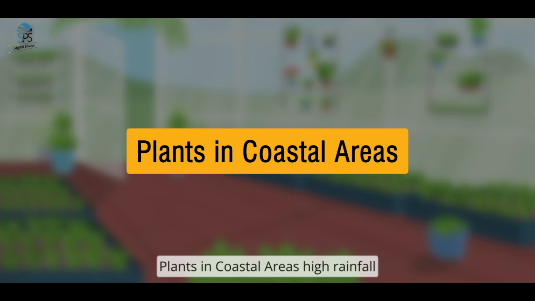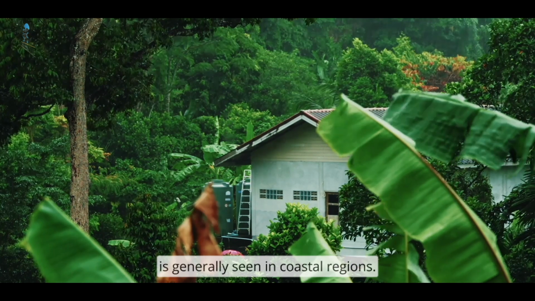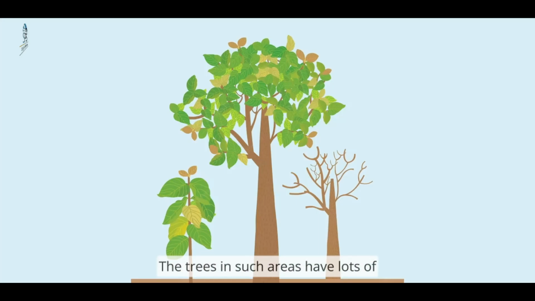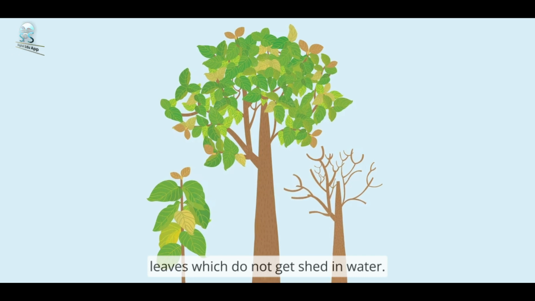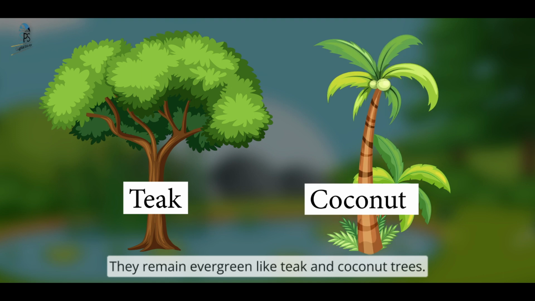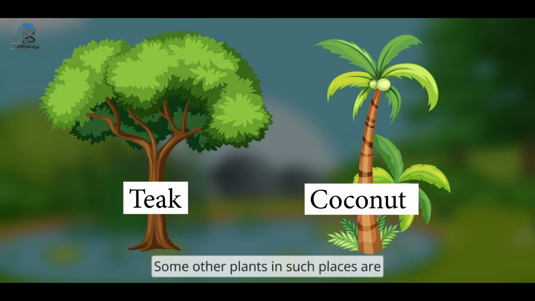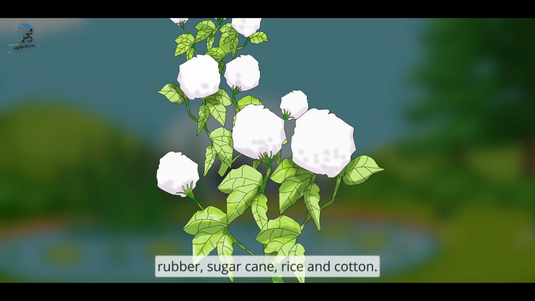Plants in coastal areas. High rainfall is generally seen in coastal regions. The trees in such areas have lots of leaves which do not get shed in water. They remain evergreen like teak and coconut trees. Some other plants in such places are rubber, sugarcane, rice, and cotton.